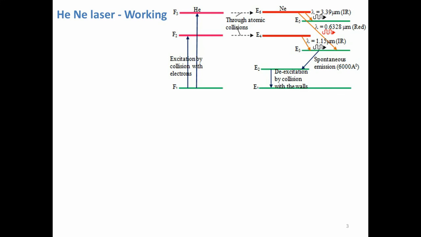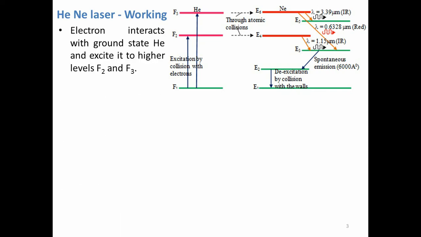Next, working of helium neon laser. Working of a laser means how the 3 energy transitions are taking place. This figure shows the possible energy levels of helium and neon atoms. In the figure, F1 is the ground state of helium, F2 and F3 are the 2 excited states of helium. On the right side, E1 is the ground state, E2 the next higher level. Here E4 and E6 are the 2 metastable states of neon, where the population inversion is achieved. And E5 and E3 are the 2 lower laser levels.